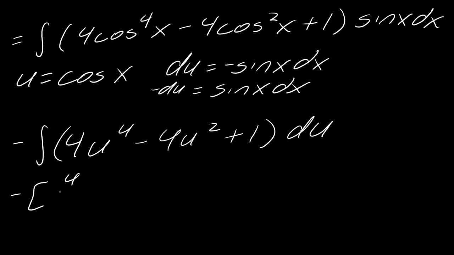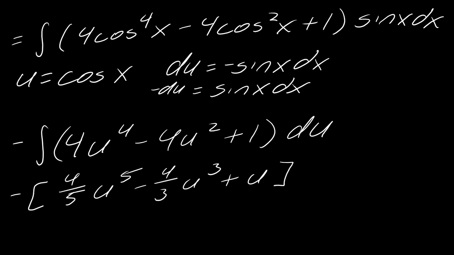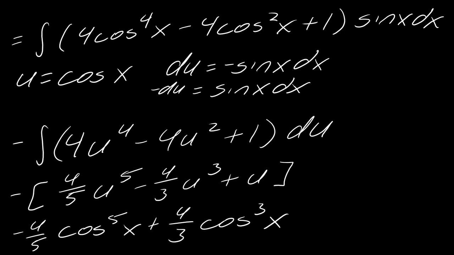So this will end up becoming 4 over 5 u to the 5th minus 4 over 3 u cubed plus u. And so now we can distribute and fill in the original function. So this is negative 4 over 5 cosine to the 5th x plus 4/3 cosine cubed x minus cosine x plus c, of course. All right, so that one was a little bit of creativity, right?